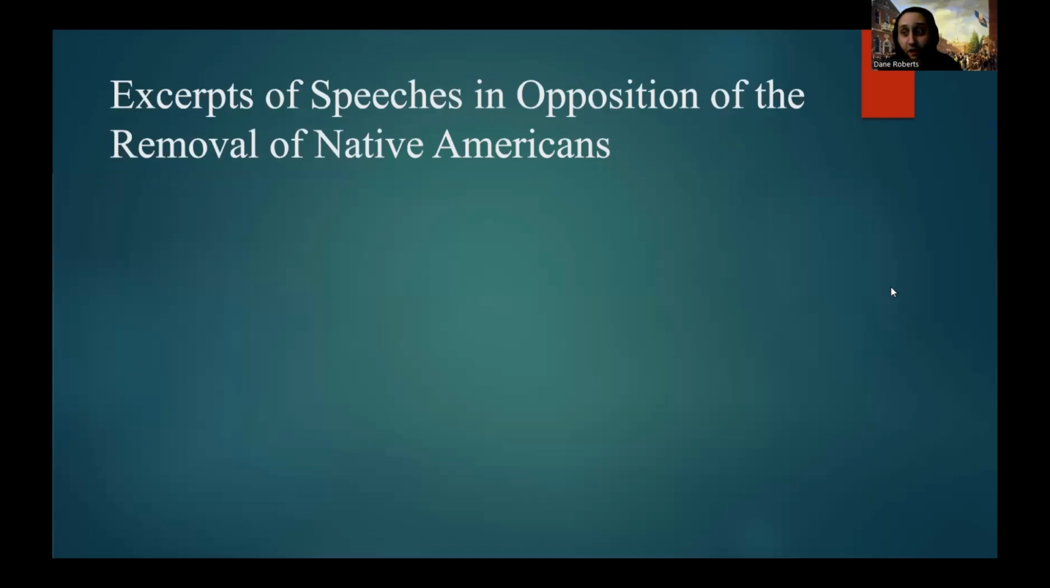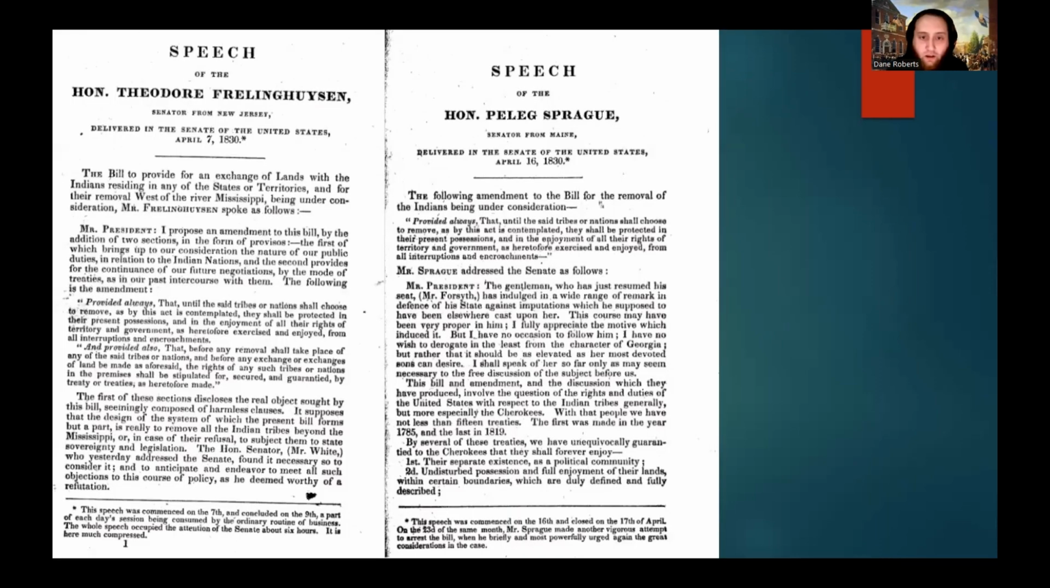And actually, all of these individuals that I mentioned, Evarts, Frelinghuysen, Clay, and Crockett, would give speeches in the House of Representatives and in the Senate in opposition of the removal of Native Americans. Some of these speeches we'll read excerpts from here. The first of these being from Frelinghuysen, who essentially stated, and I quote, Mr.